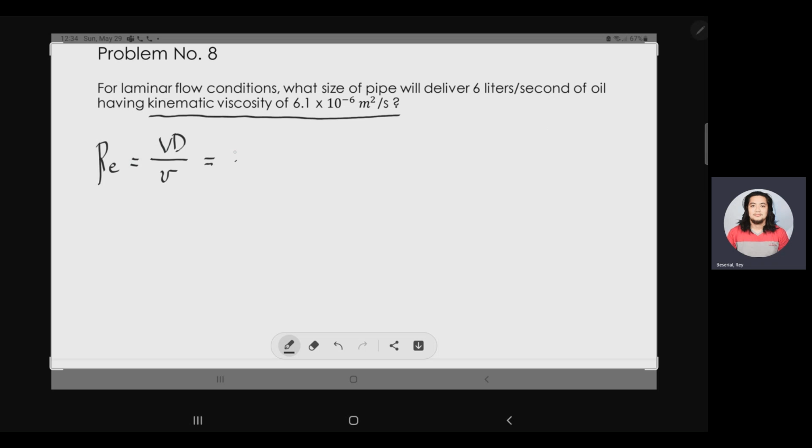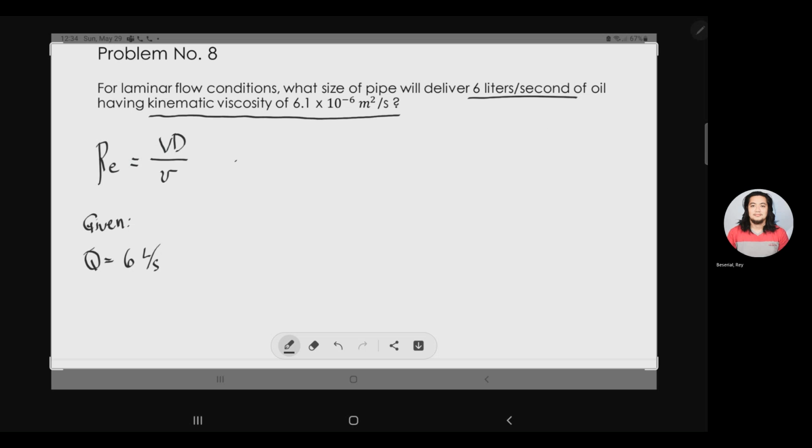So, wait lang. Write up muna natin yung mga given para maintindihan ninyo bakit natin i-expand itong formula ng ating Reynolds number. So, yung given natin, meron tayong discharge na 6 liters per second of oil. Tapos kinematic viscosity na 6.1 times 10 to the power of negative 6 meters squared per second.